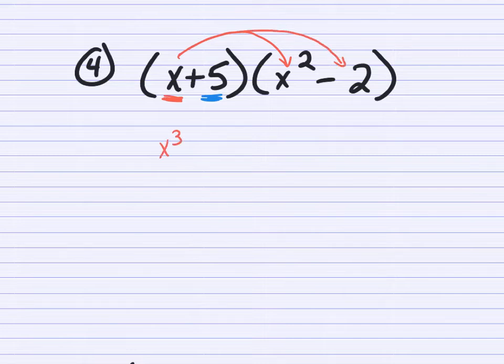X times negative 2 is negative 2x. And now I'm going to distribute this 5 right here. 5 times x squared is 5x squared. And 5 times negative 2 is negative 10.